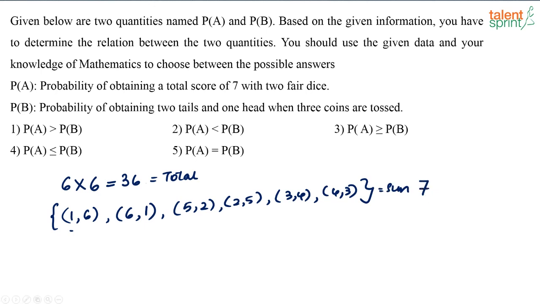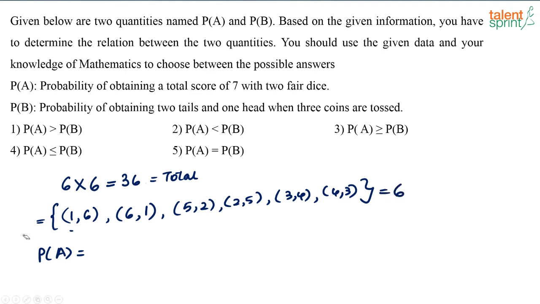So this is my required outcome, right? This is the total number of outcomes, this is the required outcome. So what is the probability P of A? P of A represents the probability of obtaining a total score of 7. P of A is nothing but, this is how much, 1 2 3 4 5 6. So totally there are 6, right? N of A is equal to 6. So when do I get the sum as 7? There are 6 possible cases where I get the sum as 7.